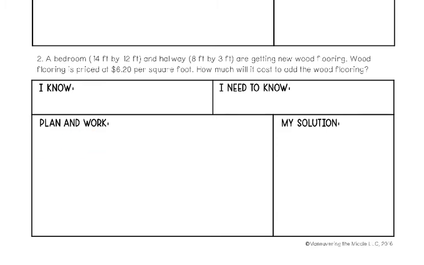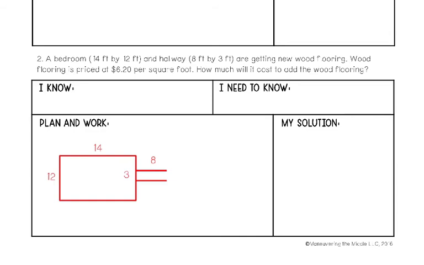draw this shape. It says a bedroom, and it has the dimensions 14 by 12, and hallway, 8 feet by 3 feet, are getting new wood flooring. So again, take a second, draw the bedroom, it's a 14 by 12, and the hallway, 8 by 3, and just do a rough sketch of that.